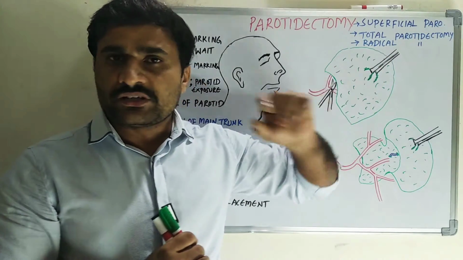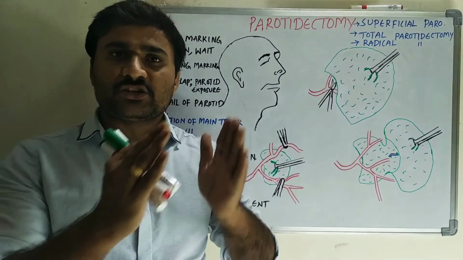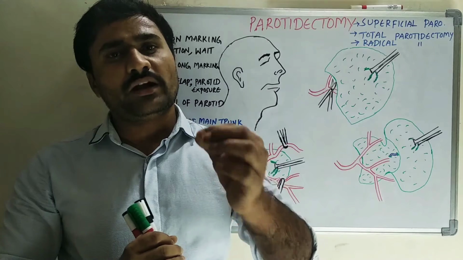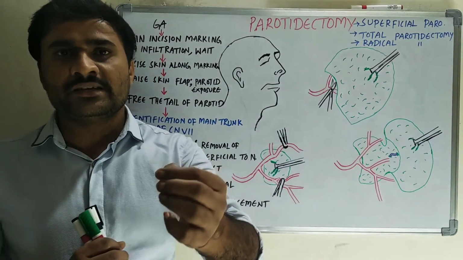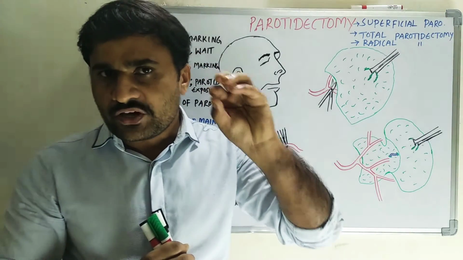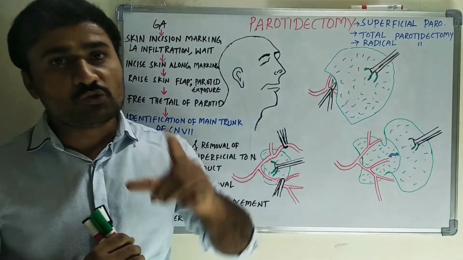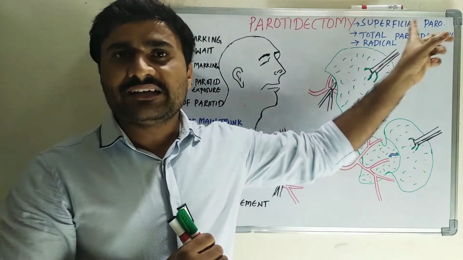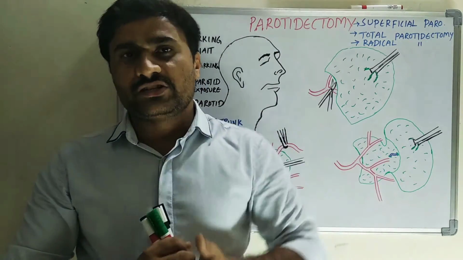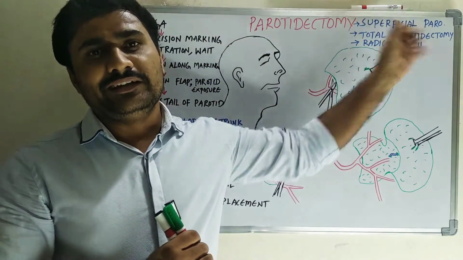Radical parotidectomy is indicated in cases of malignant tumors, especially tumors which show perineural invasion, for example adenoid cystic carcinoma. In that case, there is perineural invasion. That means if there is facial nerve weakness characterized by paralysis, in those cases you can go for radical parotidectomy, that is, complete removal of the parotid gland along with the facial nerve. These are the types of parotidectomy and their indications.